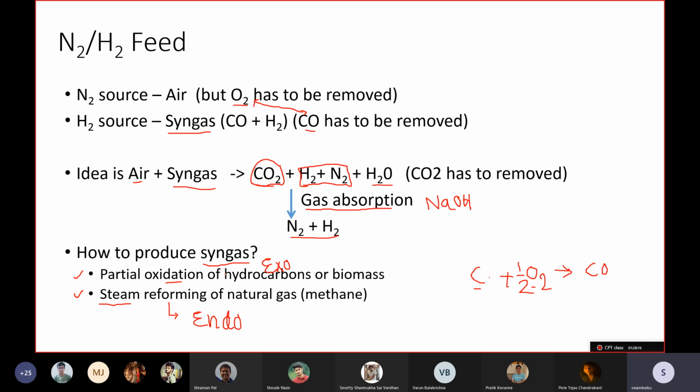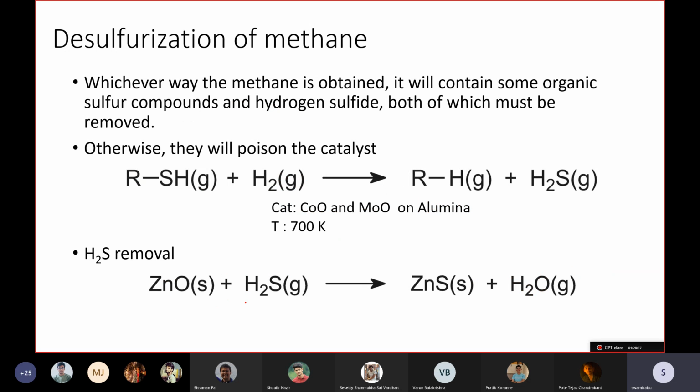Before they do this partial oxidation or steam reforming of these hydrocarbons or natural gas, one important thing is desulfurization. Why do we need to remove these sulfur components? Because the sulfur components are poisonous to the catalyst.